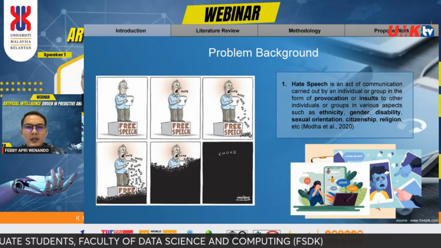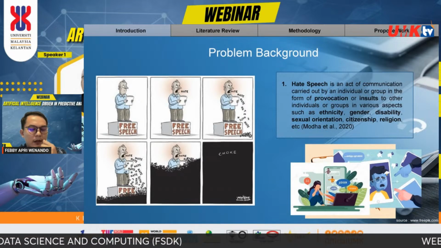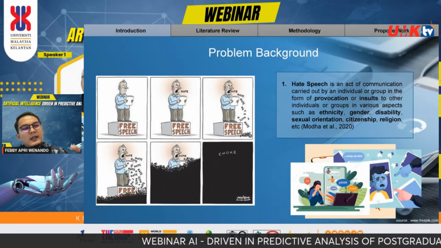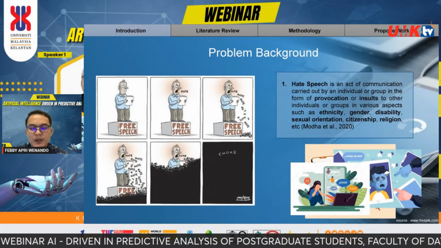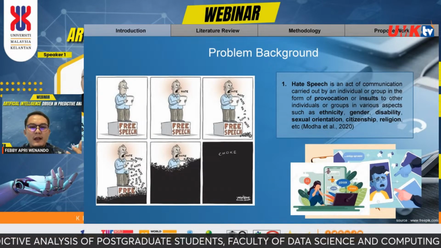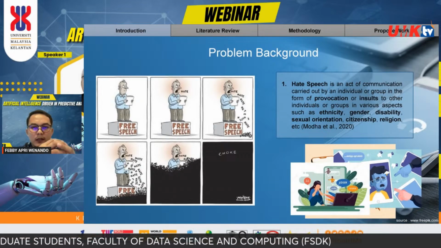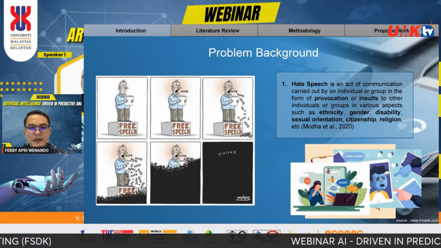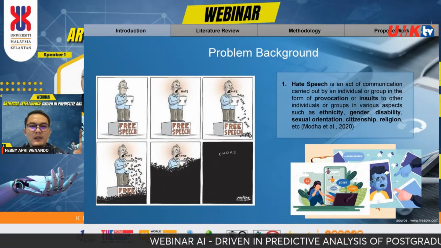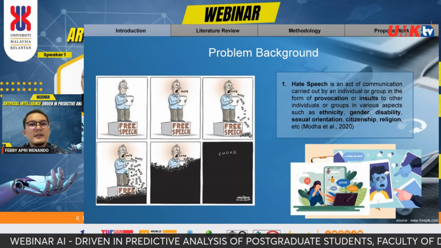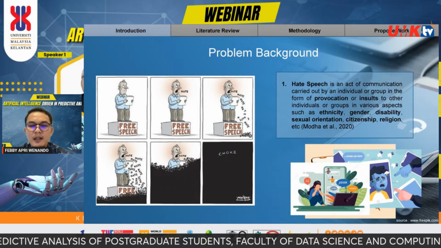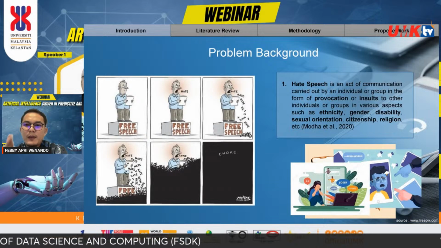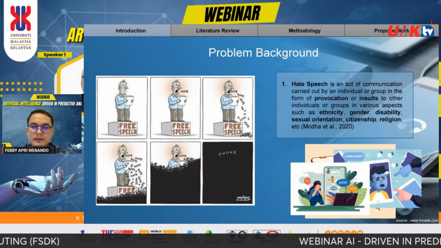In my research, I use Twitter, because Indonesia has a bigger user base on Twitter than Facebook. From Twitter we get the text data, from the pros and cons about the issues that happen, maybe about ethnicity, gender, disability, sexual orientation, citizenship, religion, because in Indonesia we have five religions, and many more issues that people express about.